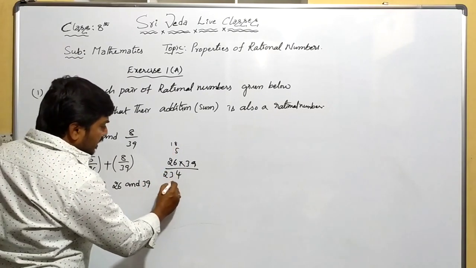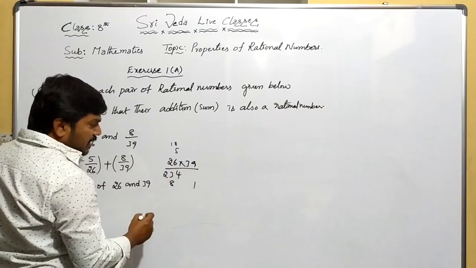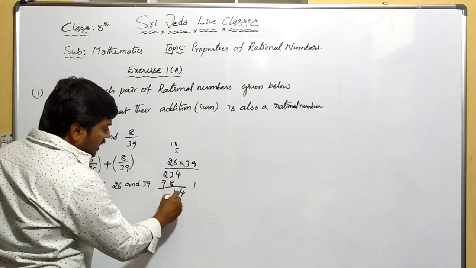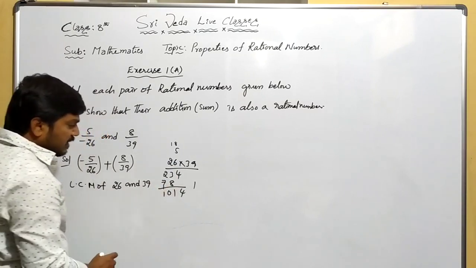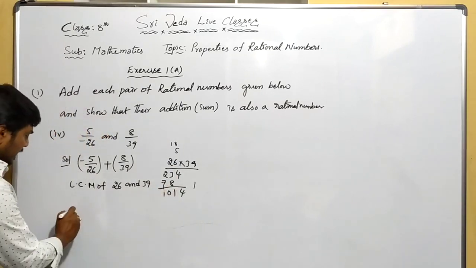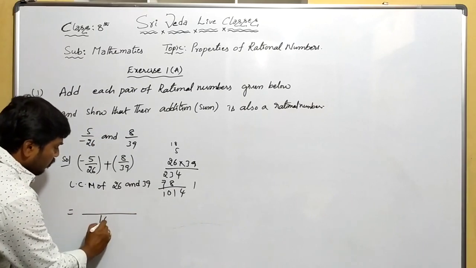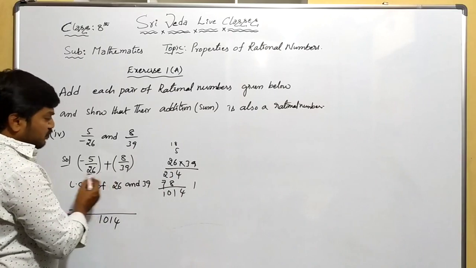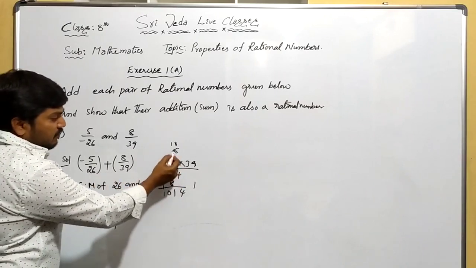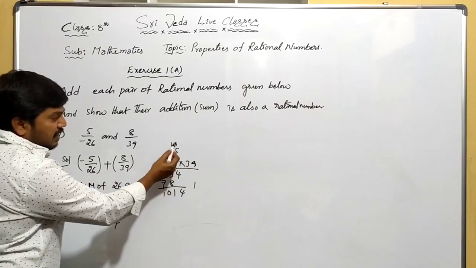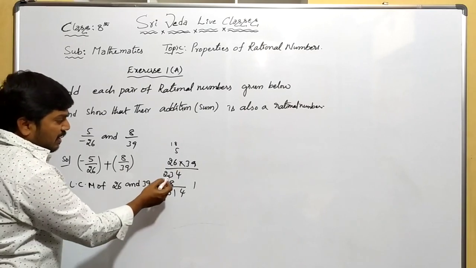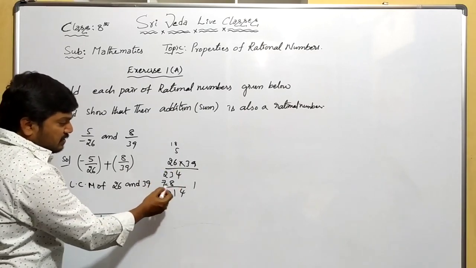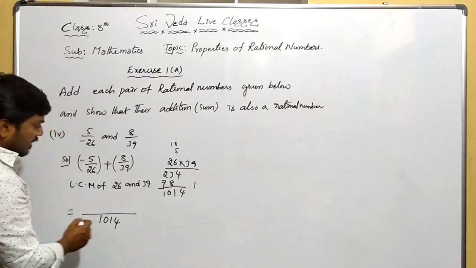Next, 3 6s are 18, 3 2s are 6 plus 1 is 7, 4 11s, so 10, so 1014. So now what is the LCM now? 1014. Okay, see that, multiply these two. So 9 6s are 54, 9 2s are 18, 18 plus 5 is 23, right? So 3 6s are 18, 3 2s are 6 plus 1 is 7. Add this, so I'll get that.